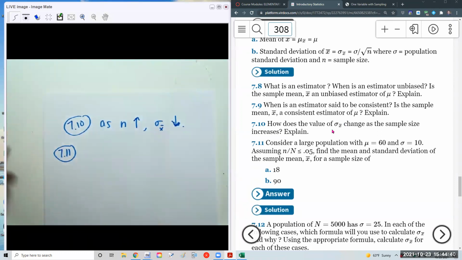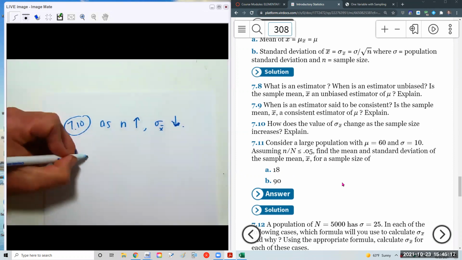All right, let's take a look at 7.11. Consider a large population with mu equals 60 and sigma equals 10. Assuming that n divided by N is less than 5%, find the mean and the standard deviation of the sample mean x bar. So they're asking you for the mean and the standard deviation of the sampling distribution for two different sample sizes, and so for two different sampling distributions.